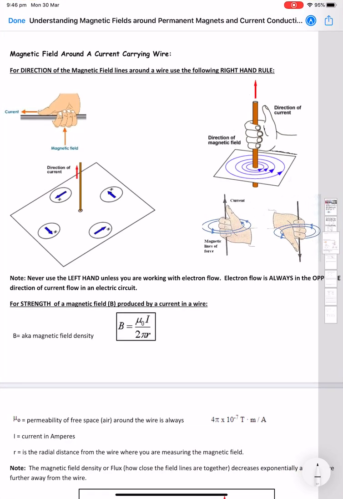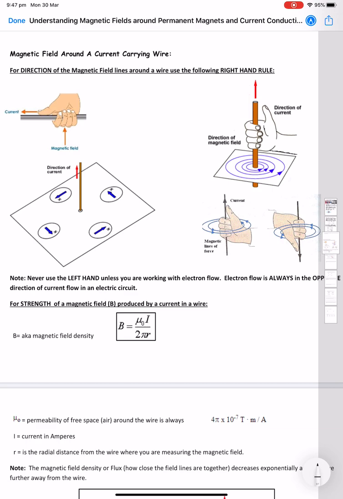All right, with this next section, we're going to be needing our data booklet. So if you can stop the video and go get your data booklet. And the reason I want you to get your data booklet is so that you can look at the equation that's on the screen that says B is equal to mu naught I over 2 pi r.